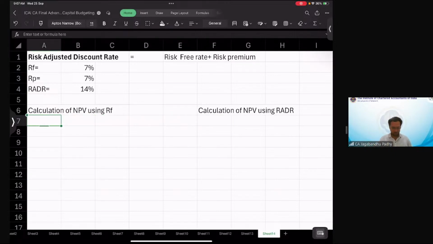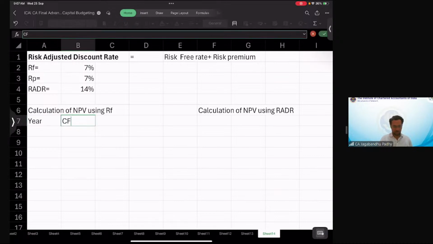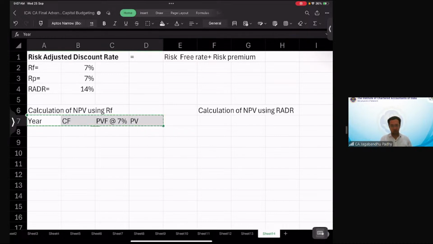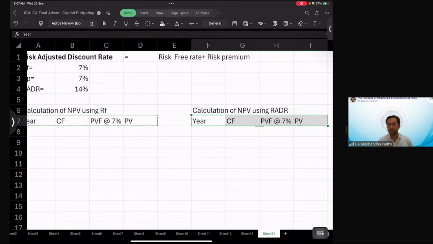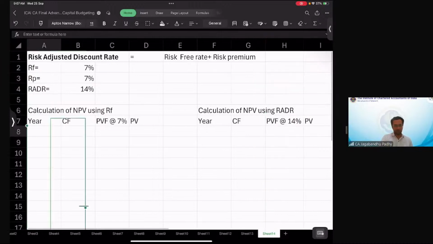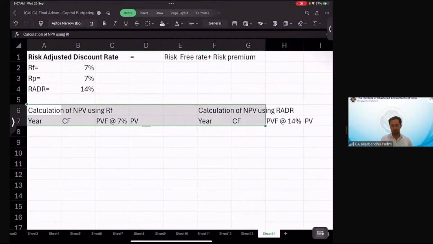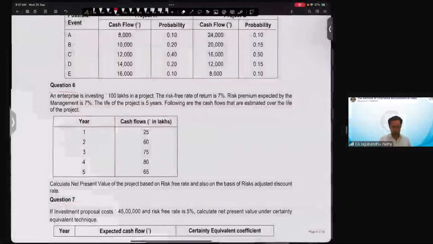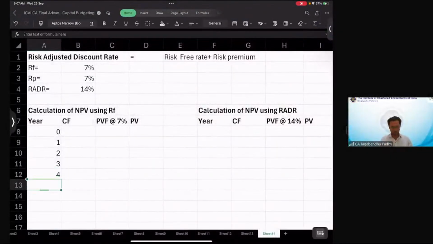Let's quickly solve it. We have the year cash flows, PV factor at the rate of 7%, and then we take the PV. Now, similar things we are going to have even in case of risk adjusted, right? So this is going to be having a discounting factor of 14%. Okay. Now, we have year 0, 1, 2, 3. What's the life of the project? 5 years, right? 4, 5.